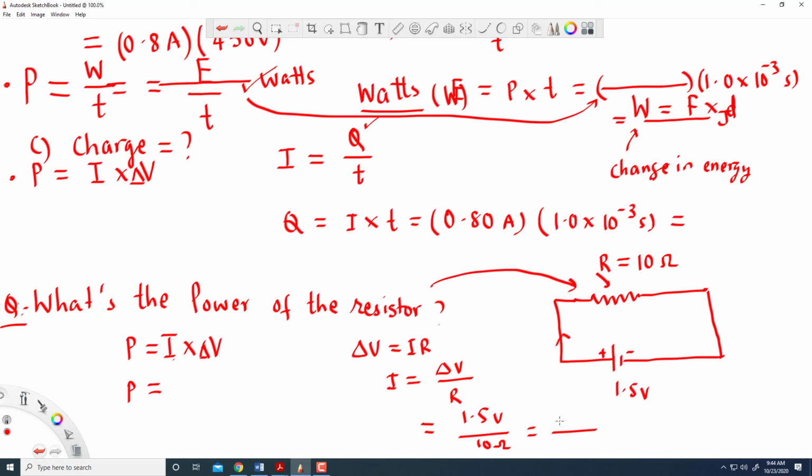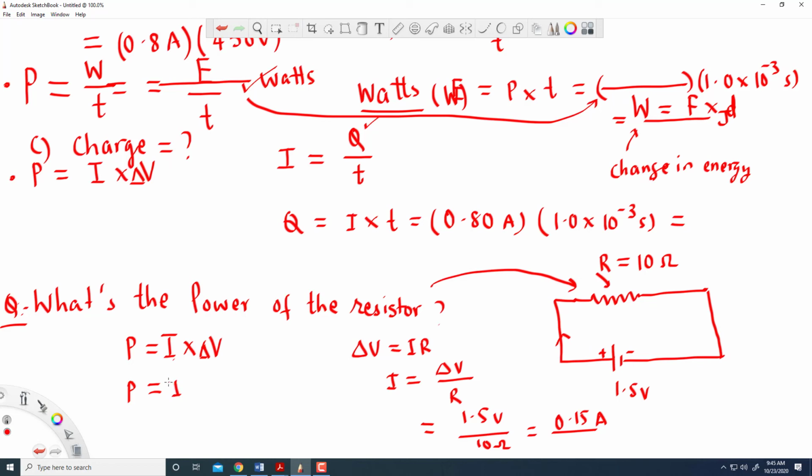So that's 0.15 amperes. There is 0.15 amperes of current in this circuit, but we don't know the potential difference here. This is the potential difference of the battery, but we don't know it here. If it is parallel, this would be the same. Okay, the potential difference will be the same, but let's say we don't know it, then how do we find it?